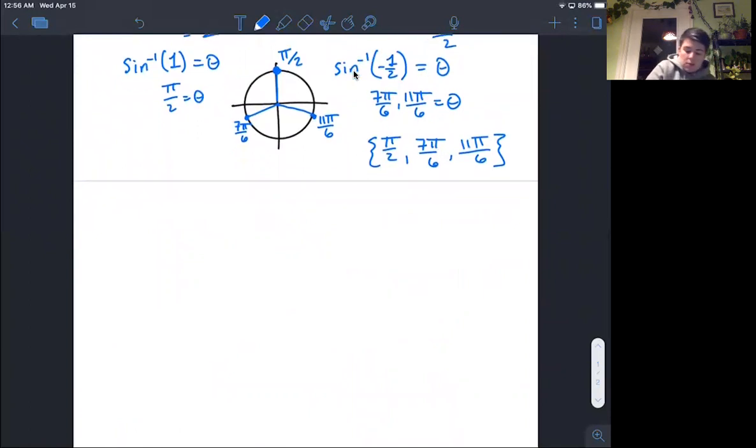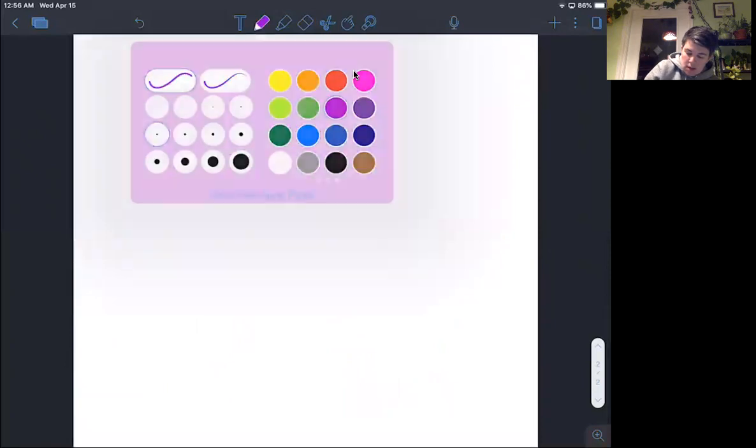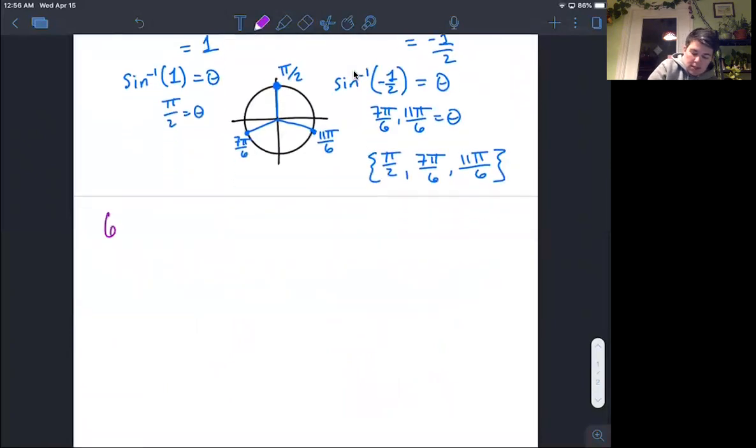The next one I was going to do was, a student asked me to do 67. So let's get on over to 67. This is a throwback to unit 1. So 67 says cosine of theta equals negative sine of negative theta.